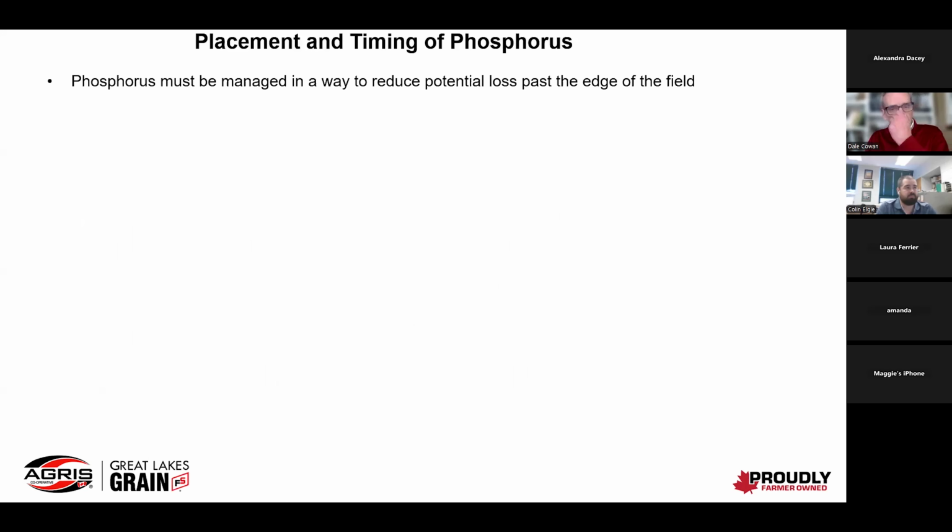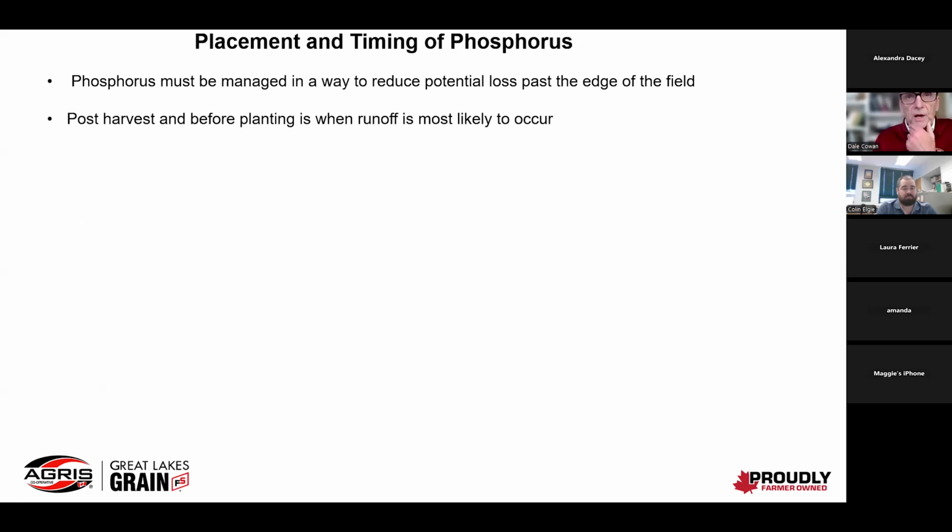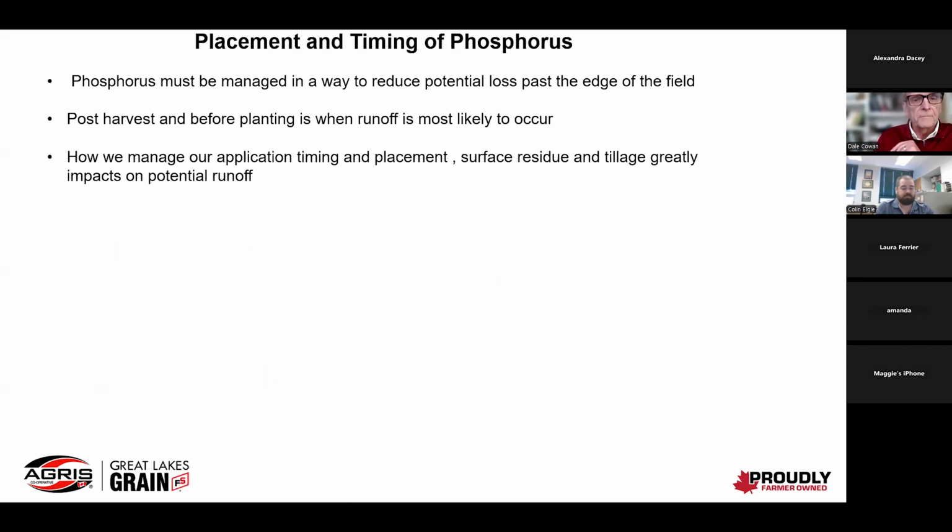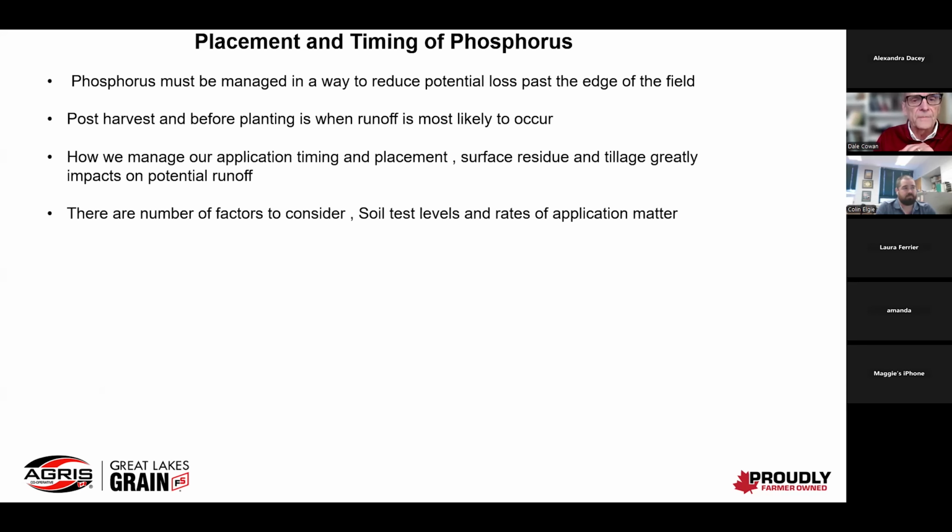So phosphate needs to be managed to reduce the potential loss past the edge of the field. The post-harvest period, before planting, is when runoff is likely to occur. So our post-harvest season, after harvest and before planting, is when we lose our phosphorus into surface water. How we manage the timing of the application, the placement in the fall, if we are doing a fall application, and our residue management and our tillage greatly impact the potential for runoff. So how we manage our soils and our placement becomes very critical.